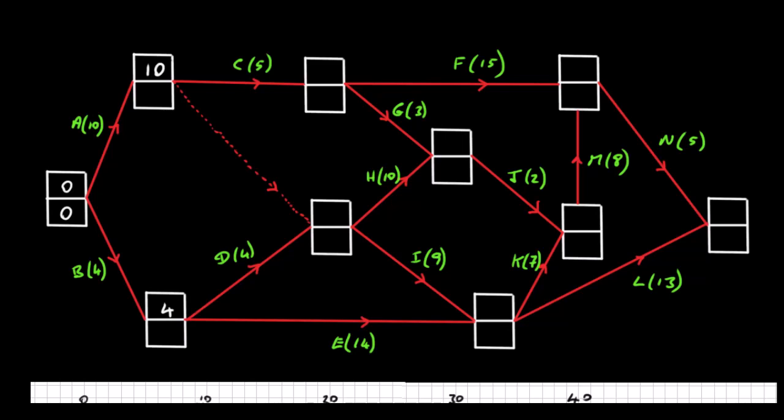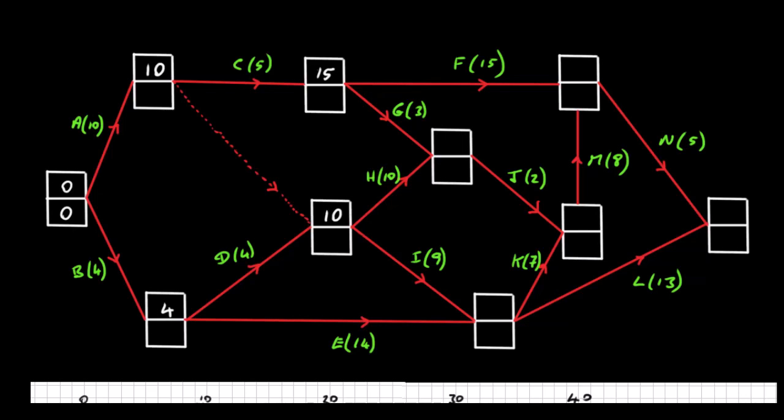Okay, let's move to C then. It has a start of 10 days, it has a duration of 5, so that's going to give us 15 days here. Let's move to D then. Well, D has a duration of 4. We've got to start at 4, so it's going to be 8, but we also have a time of 10 days here, so you've got to pick the larger of the two, so we're going to pick 10. Okay, so that's A, B, C, and D.